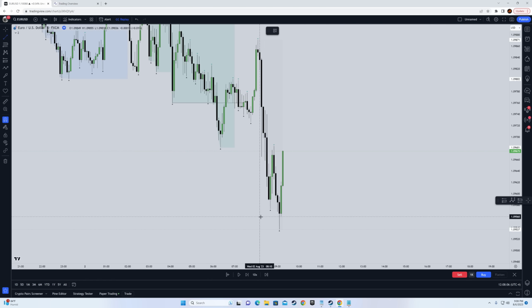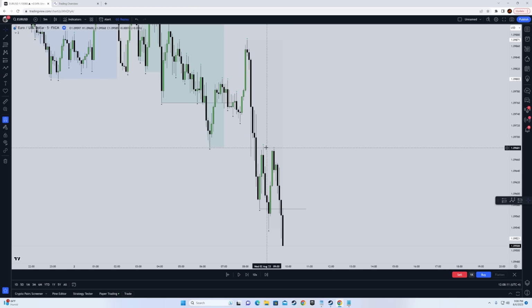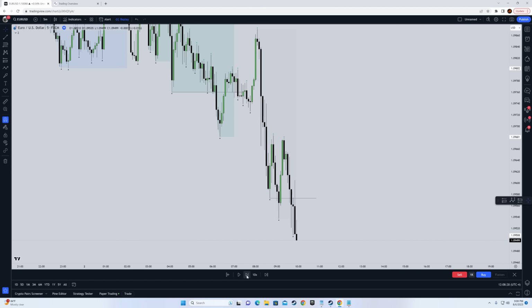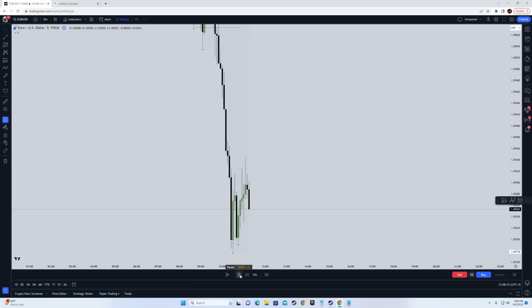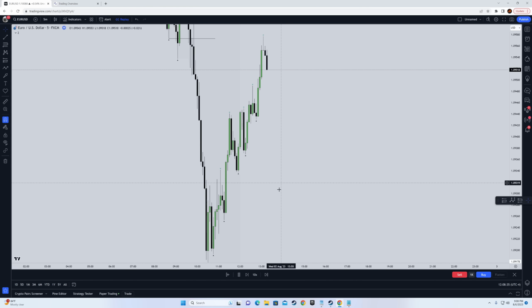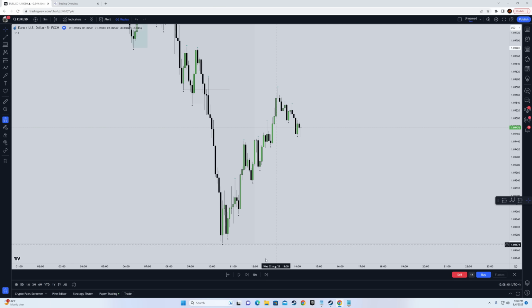Okay, so we didn't get our entry, and the price just went way up. Although it didn't take out this high, it just went way far up, so that is a warning sign. Okay, price has already made its move, so I would not take this setup because price was already here. So that is a no-no as well, remember that. And from the looks of it, I think we're not going to get a trade again. That was outside the session, so no trade.